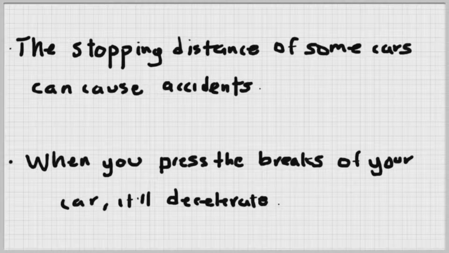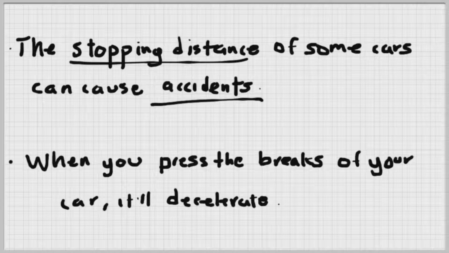Example number 1. The stopping distance of some cars can cause accidents. Well, the longer the stopping distance is, the more time it will take this car or this object to fully stop. And of course, if this distance is very long, it can cause an accident and it can be potentially deadly.